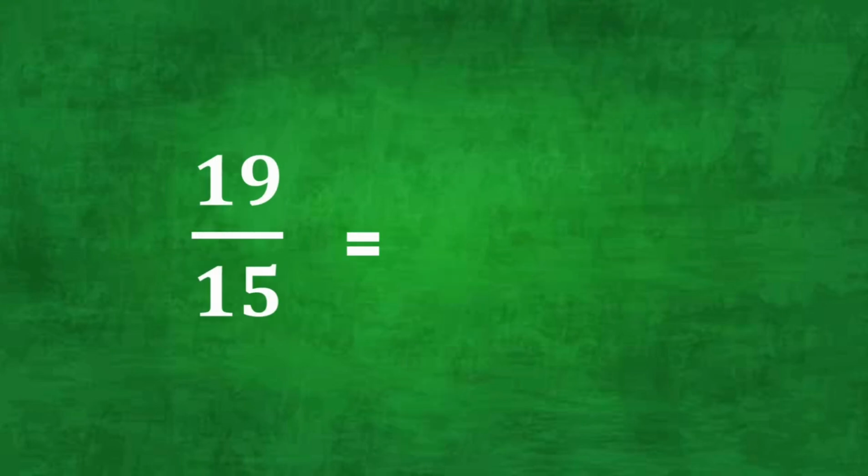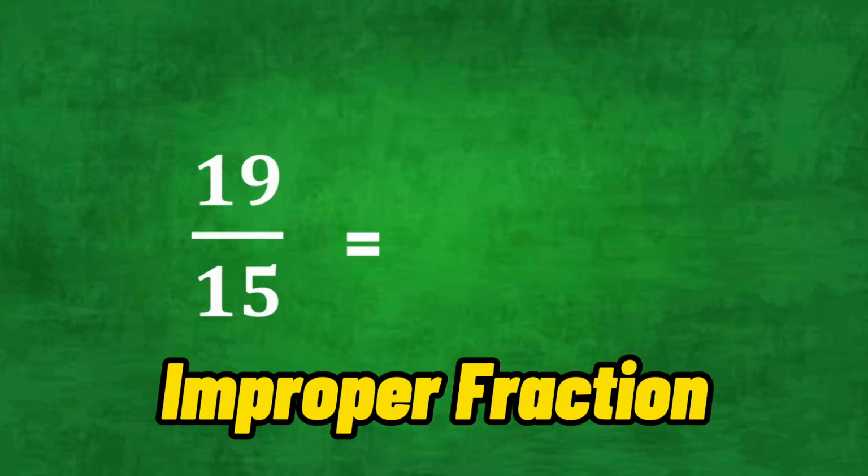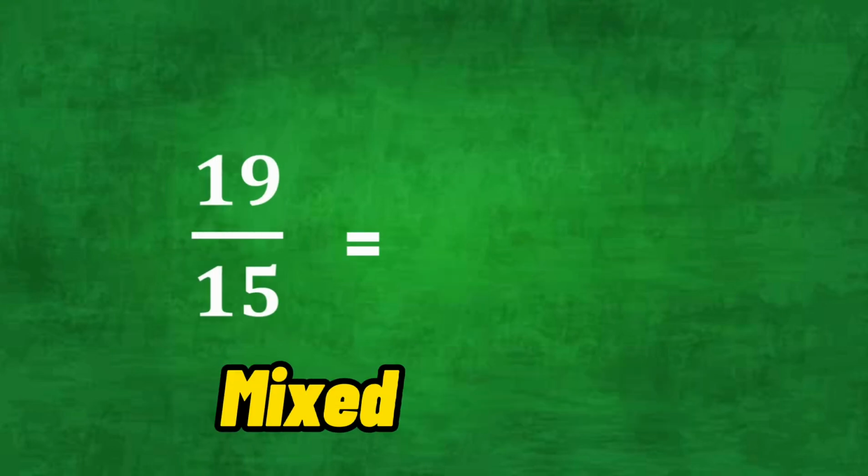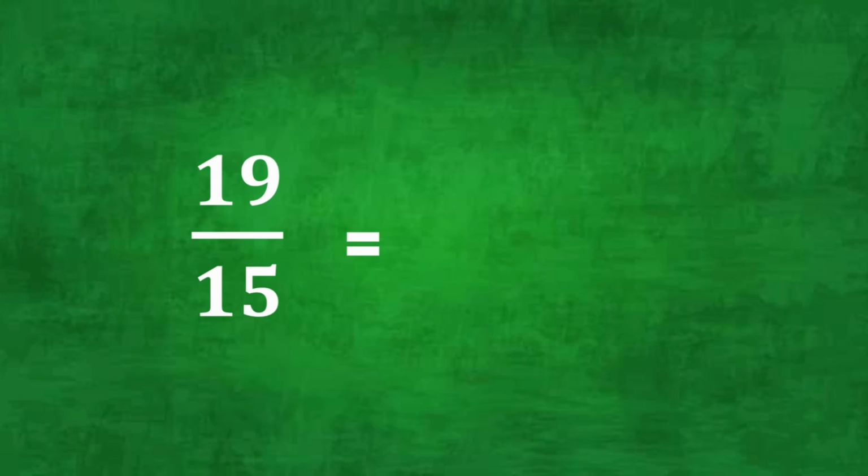Our answer is an improper fraction, so we need to change it into a mixed number. So we need to divide 19 by 15. So 19 divided by 15 is equal to 1, remainder 4. 4 will become the numerator of your fraction. Then copy the denominator, 15.